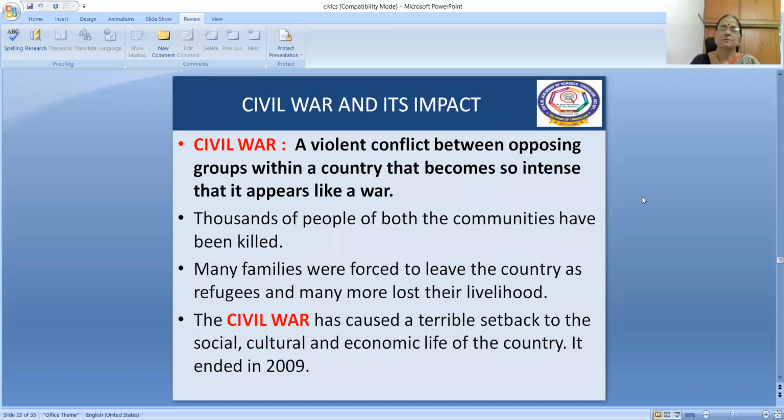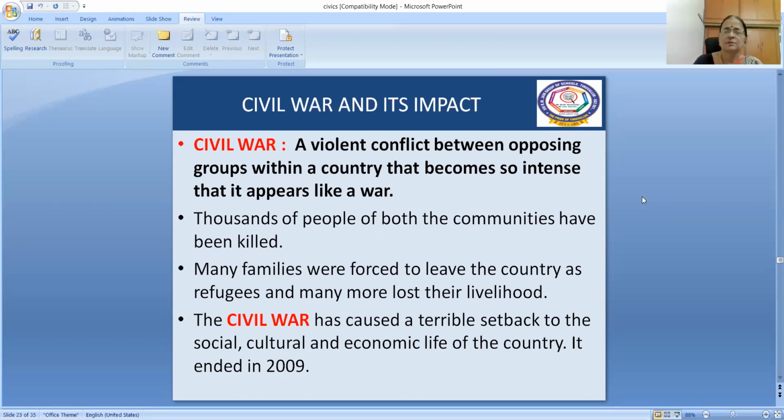What is civil war? Civil war is a violent conflict between opposing groups within a country that becomes so intense that it appears like a war. Now, the opposing groups, one is Sinhala, another is Sri Lankan Tamils, both of them in the same country, Sri Lanka. So the conflict became very intense and it appeared like a war.